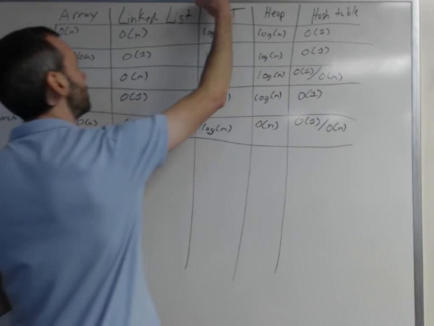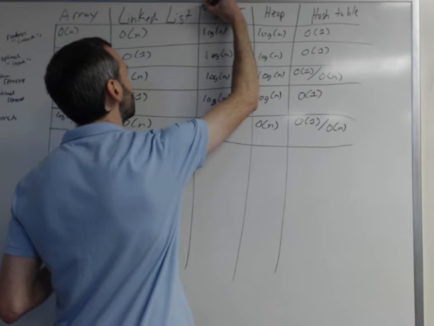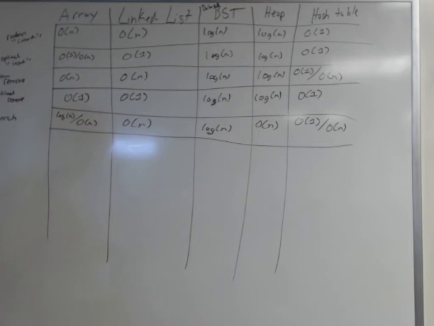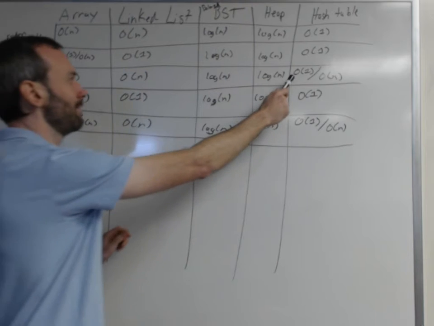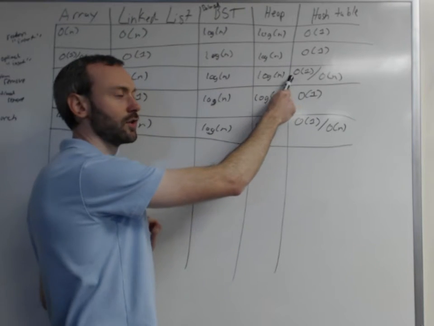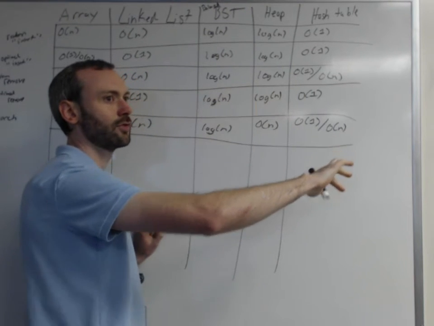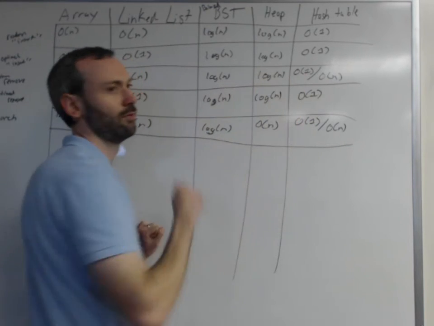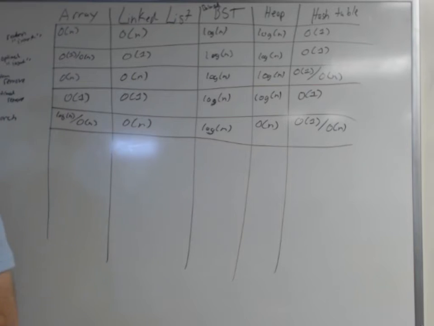And let me put the word balanced up here. If you were doing a lot of searching. You're doing a lot of searching. Okay. Well, most of the time you're going to get back O of 1, right? So if you averaged it out over the long run, even though you might have a couple of O of N cases, the hash table will probably still win.